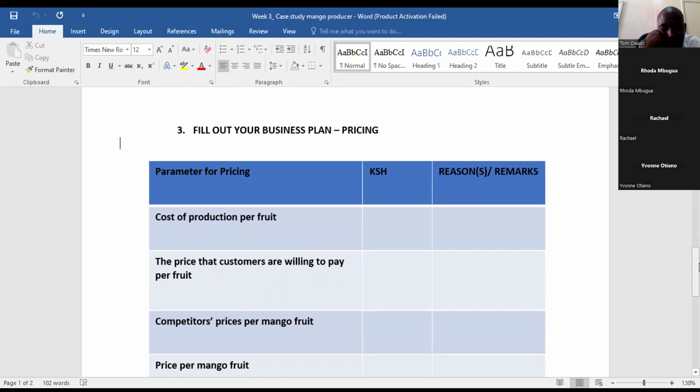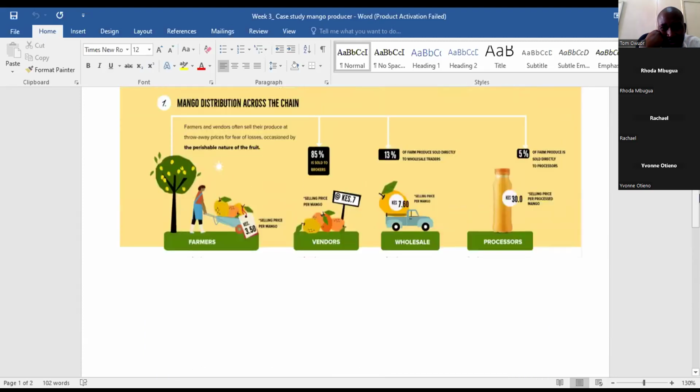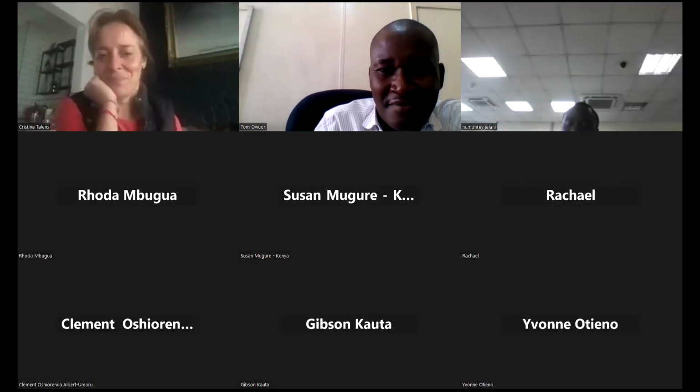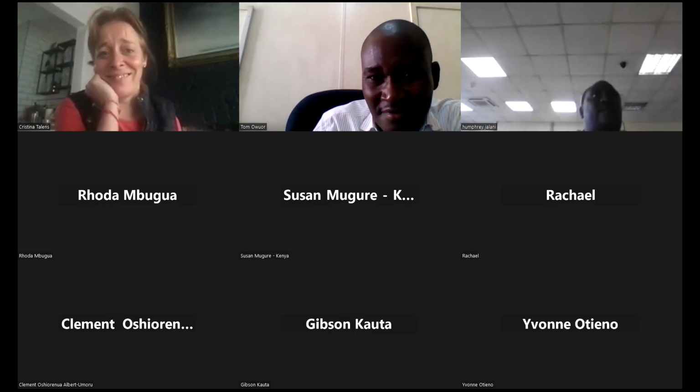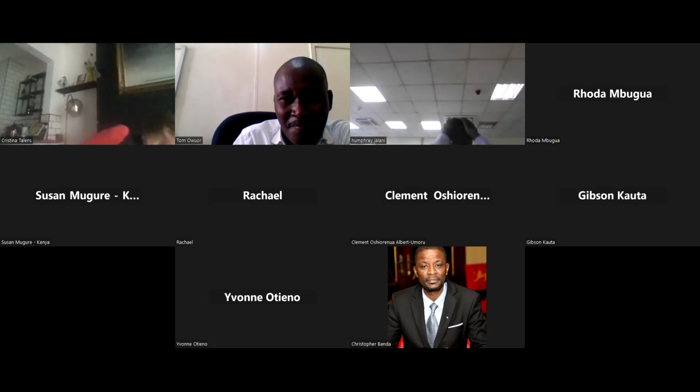So we need to find the price that customers are willing to pay per fruit, which is already indicated here. The vendors are willing to pay 7 bob. The wholesalers, five shillings or 4 shillings 50, because you are not spending any money moving it out of your environment.